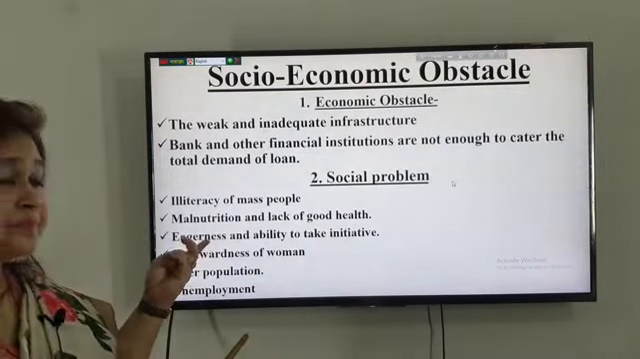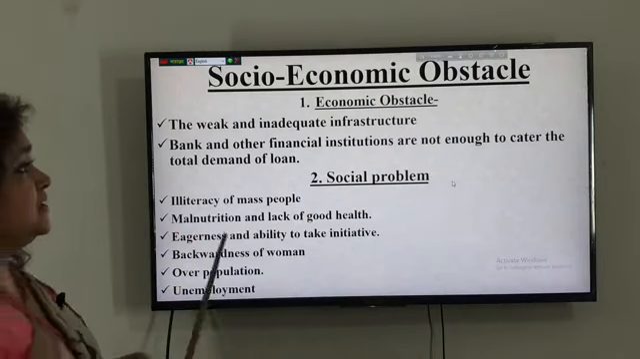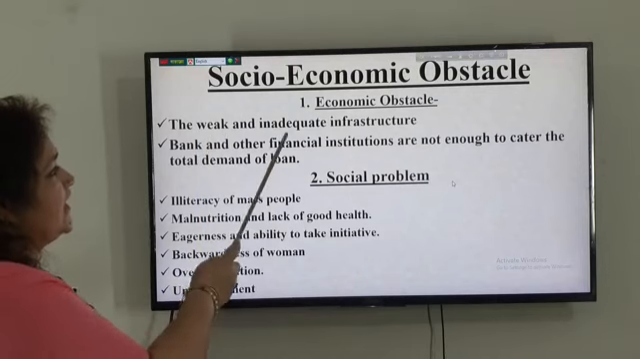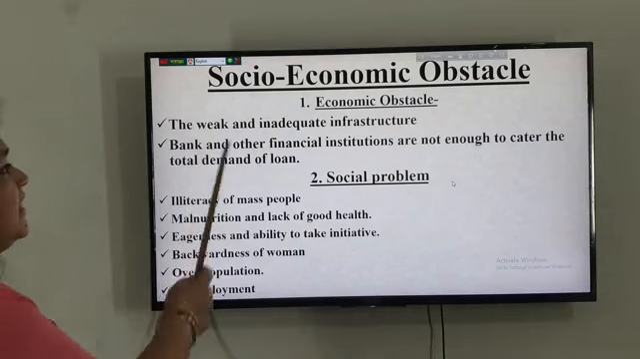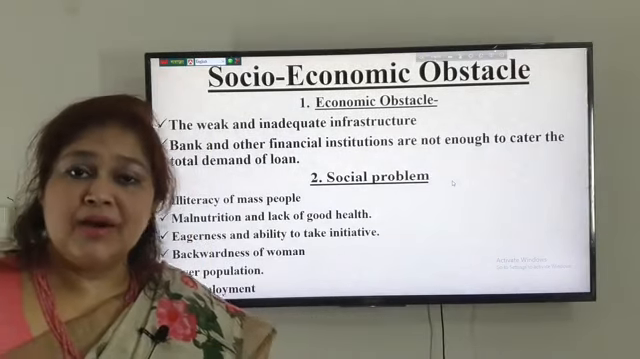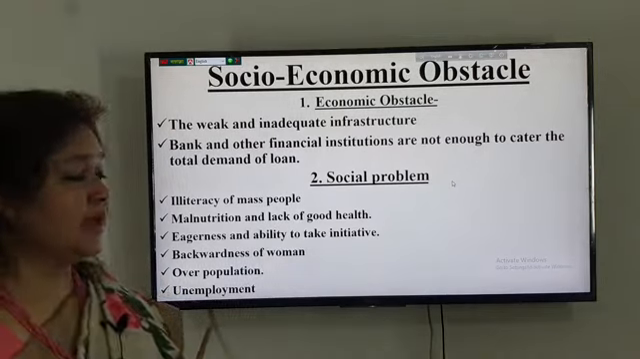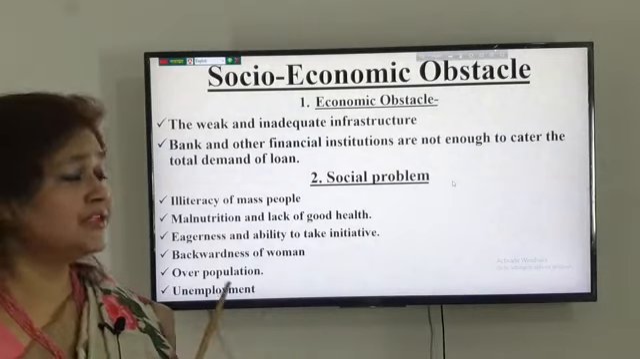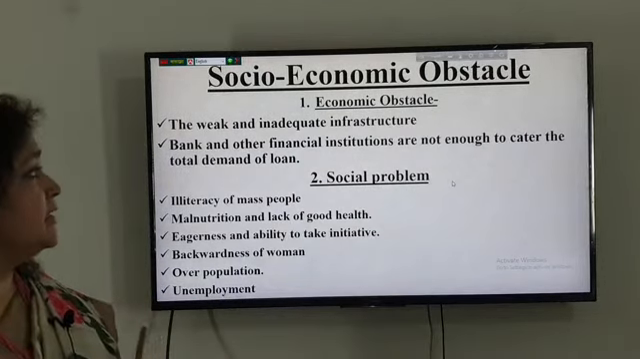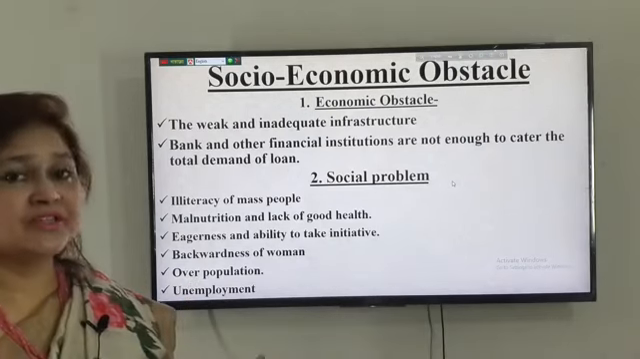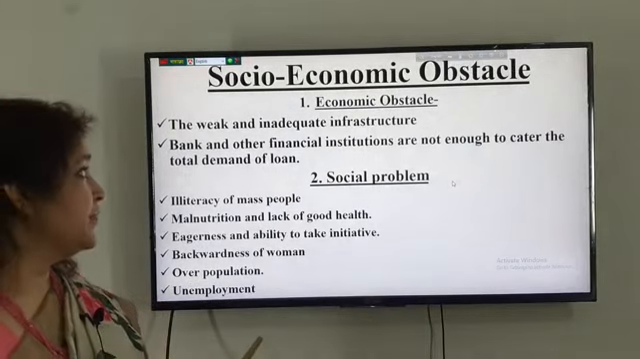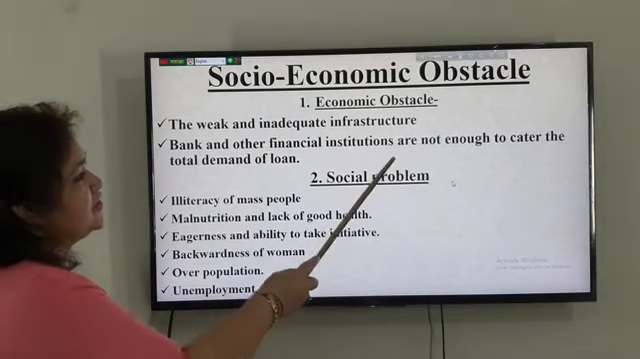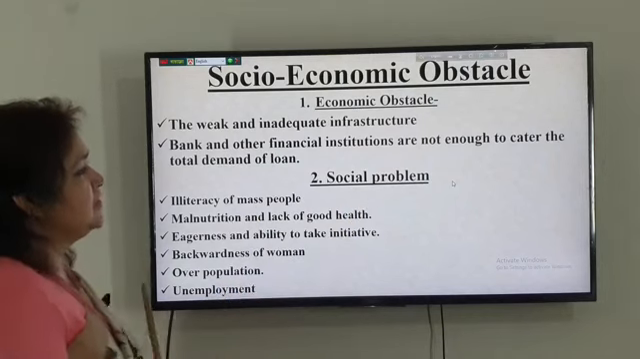So what is the first obstacle in the economic sector? The weak and inadequate infrastructure. I mean, our economic infrastructure is not developed. Our road, bridge, culvert is not sufficient or not developed in our country. So this economic infrastructure creates a barrier to our economic development. And the second one, banks and other financial institutions are not enough to cater to the total demand for loans.